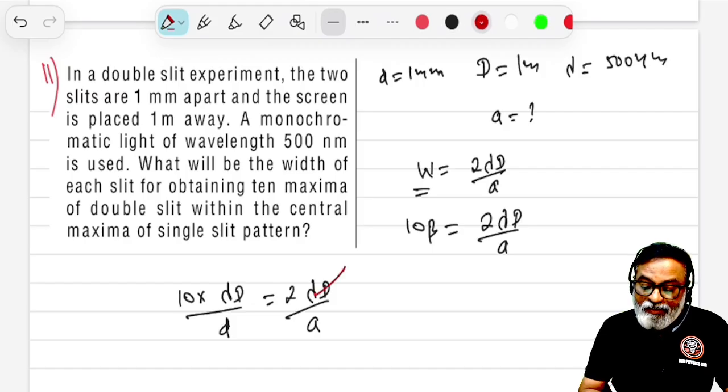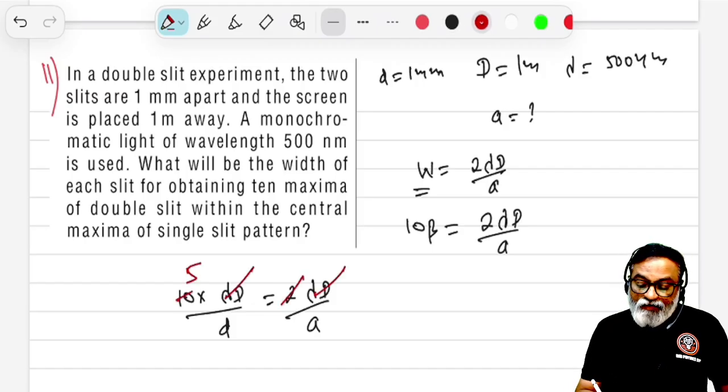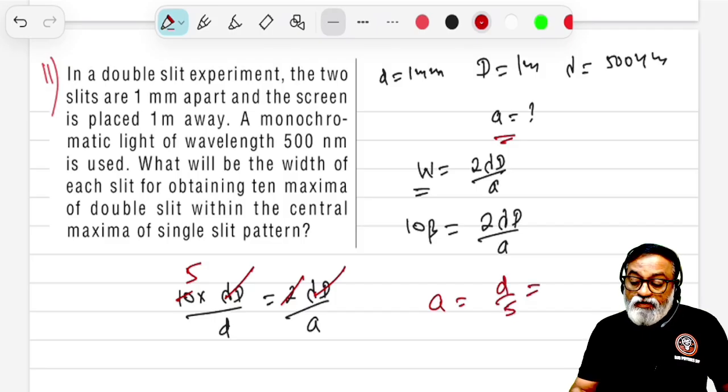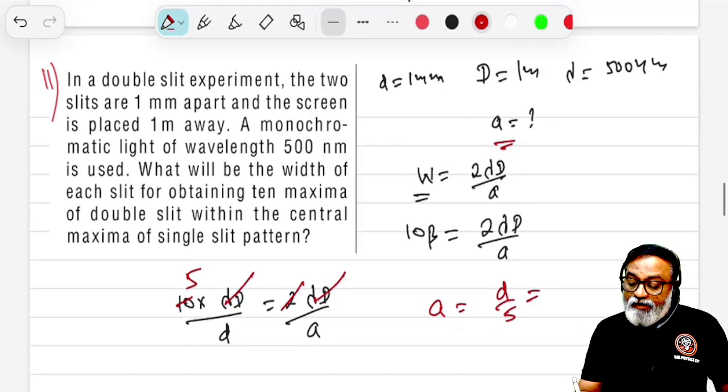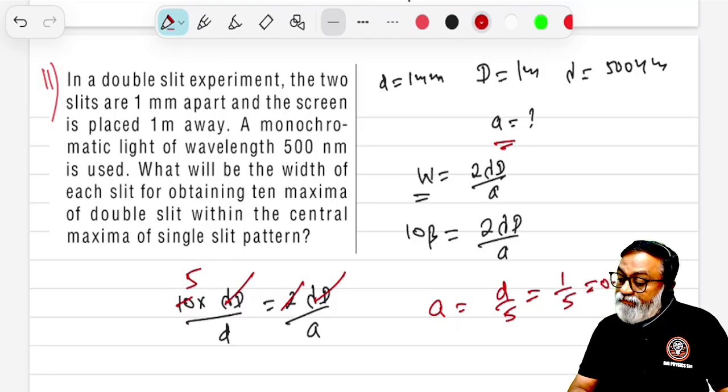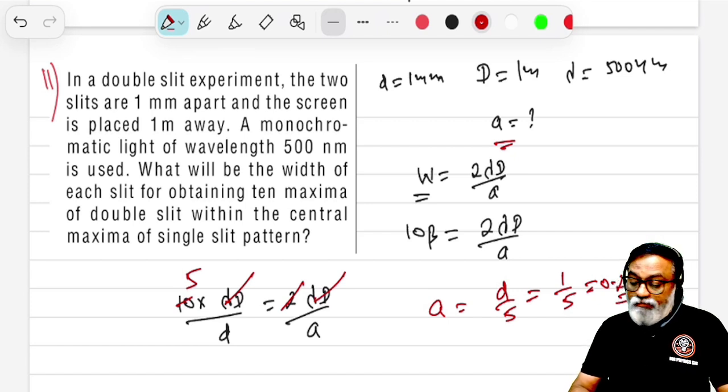Therefore, here lambda D cancels. 2 fives are 10. Here I have to find out a. Therefore, a is equal to d by 5. And d is given as 1 millimeter. 1 by 5, that is 0.2 millimeters. 0.2 millimeter.